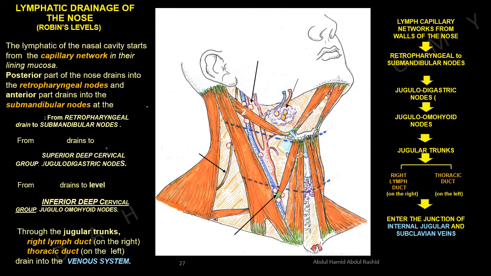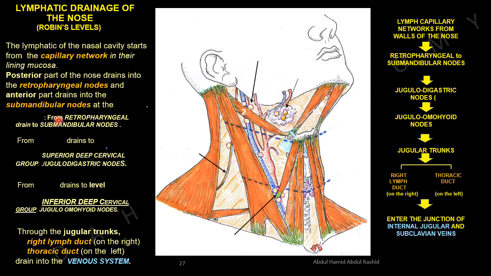Lymphatic drainage of the nose, Robin's levels. The lymphatic of the nasal cavity starts from the capillary network in the lining mucosa. Posterior part of the nose drain into the retropharyngeal nodes, which are at the posterolateral part of the pharynx. Anterior part of the nose drains into the submandibular lymph nodes, which is called Robin's level 1B. This is the one.